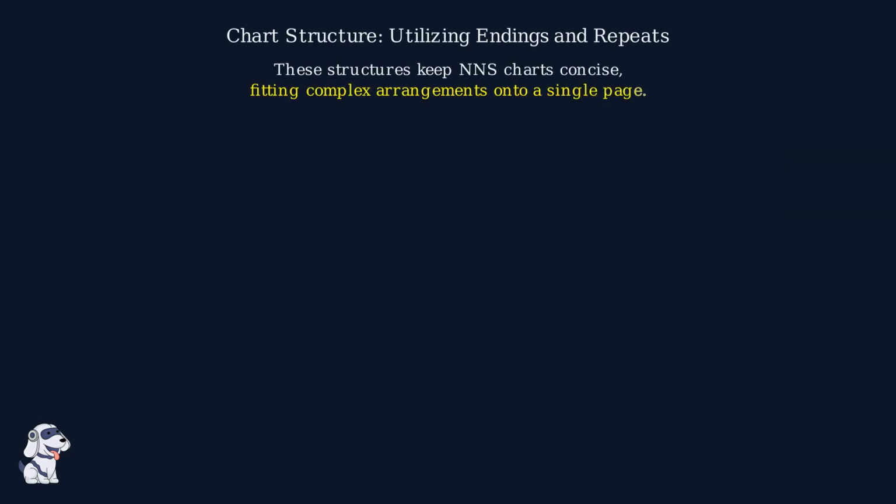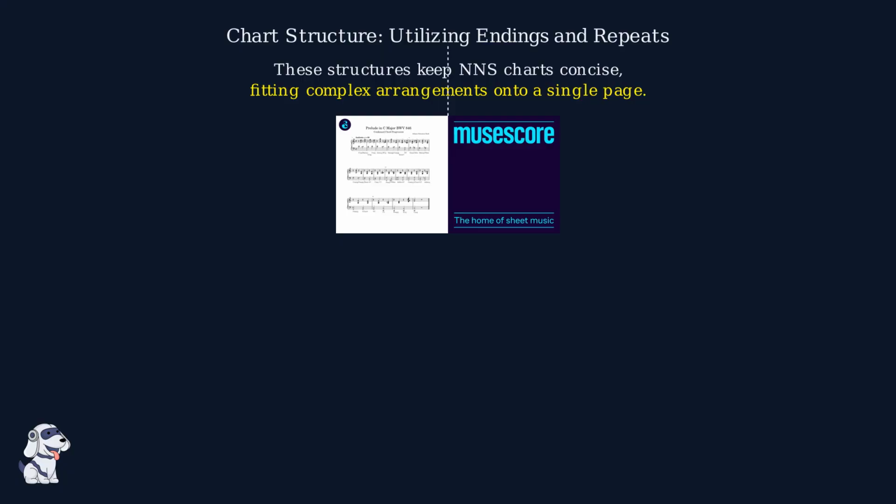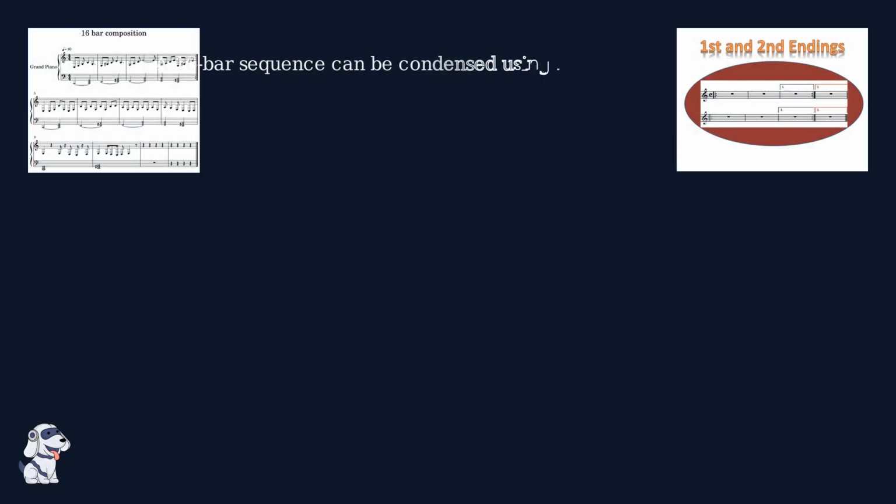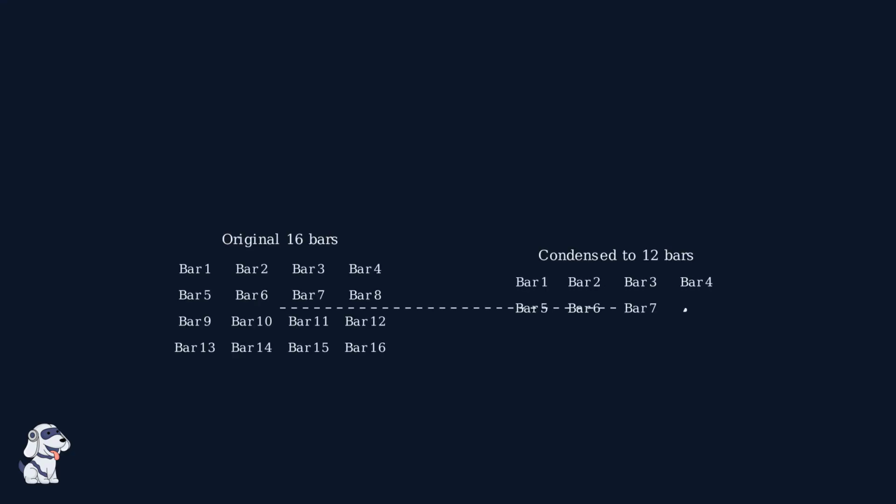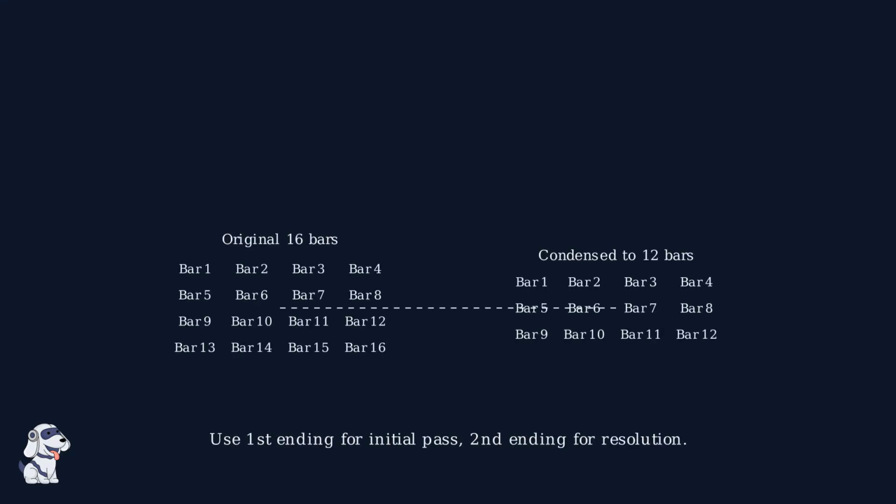Together, repeat signs and endings keep NNS charts concise and efficient, allowing complex musical structures to fit onto a single page without unnecessary repetition. A 16-bar sequence can be reduced to 12 bars by using a first ending for the first pass and a second ending for the final resolution. This technique condenses repetitive sections while preserving the musical structure and ensuring efficiency during performance. The first ending handles the initial repetition, while the second ending provides the concluding resolution. This approach maintains clarity and allows musicians to perform with greater efficiency.